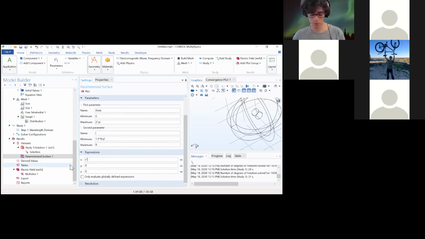Any doubts? I think it's a glitch of your microphone. Ah, okay. So have you ever used parameterized surfaces? Is it clear what I'm doing now? Since there's silence, I assume something is not clear.